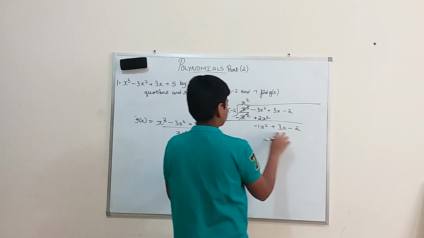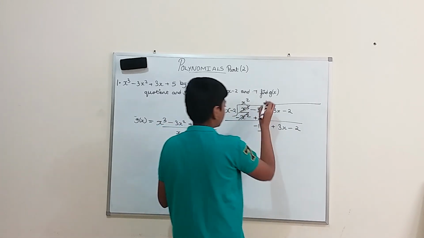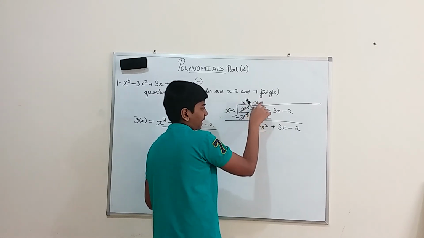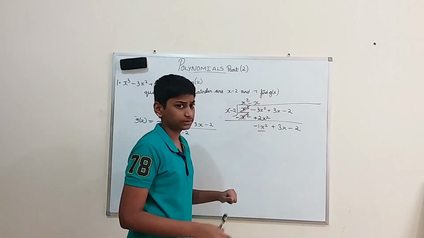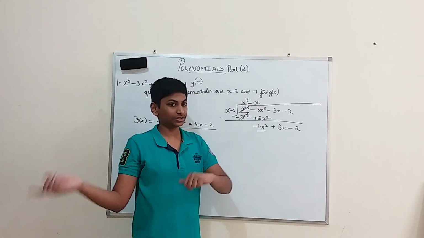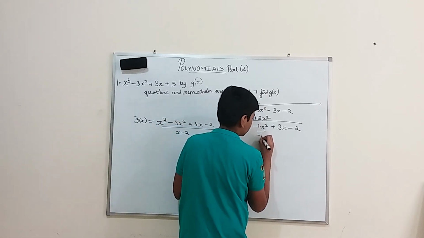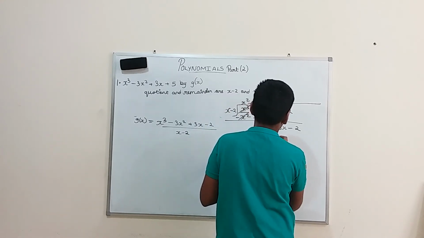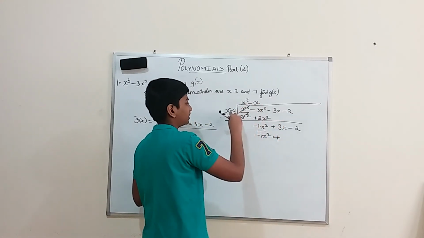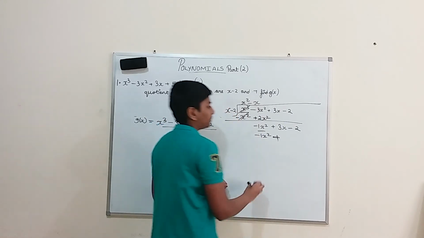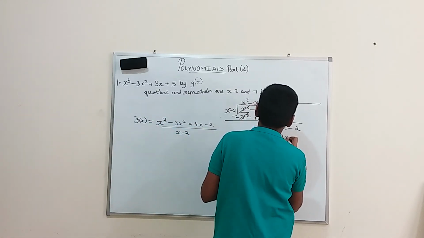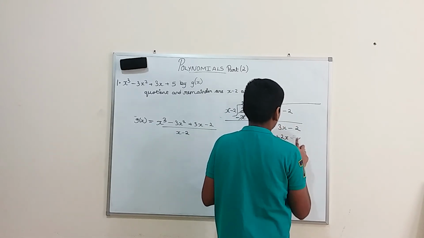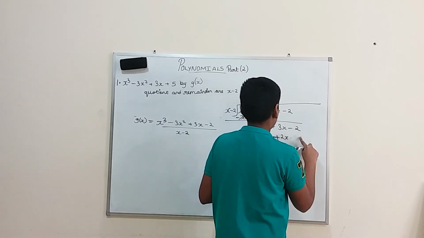Now what should we do? We need to divide this. Now it will become minus x, because minus x into x gives you minus 1x square. Then plus, why? Because minus into minus gives you plus. Plus 2x minus, just like this. You don't have any value, so it will be like that itself.